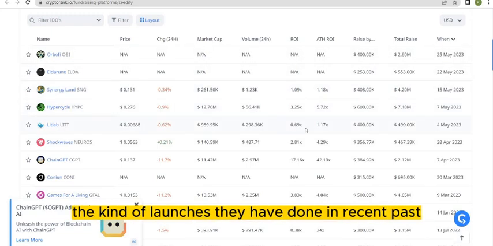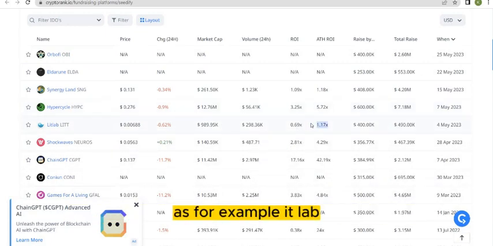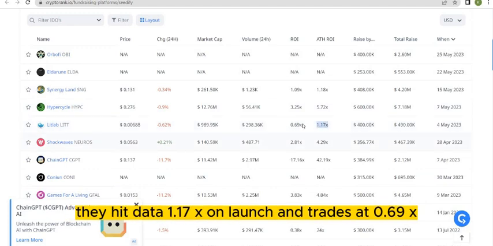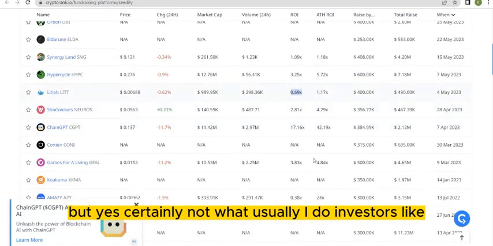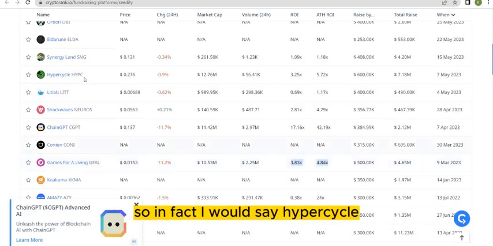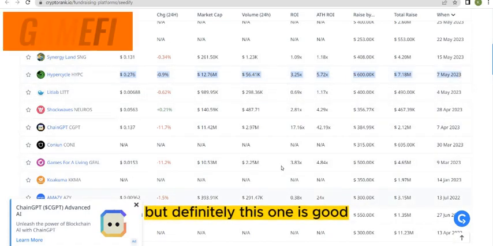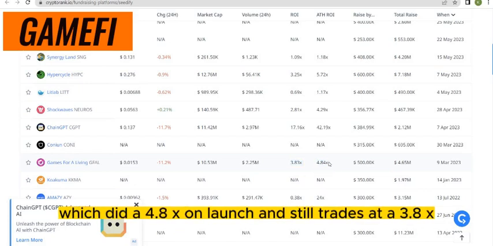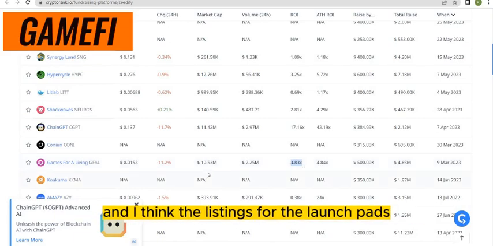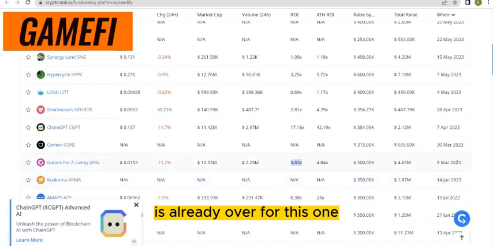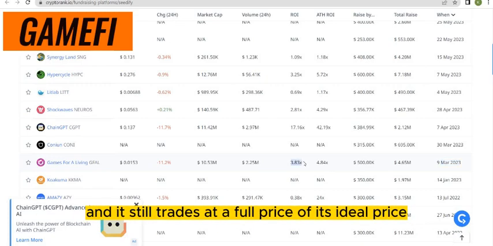Let's go through the kind of launches they have done in the recent past. There have been some hits and misses. For example, one did a 1.17x on launch and trades at 0.69x. This is not too bad, but certainly not what IDO investors usually like. Yeah, this one is good. In fact, I would say Hypercycle, since it has launched only recently, we can ignore, but definitely this one is good. This is the kind of launch which I like, which did a 4.8x on launch and still trades at 3.8x. And I think the vestings for the launchpads are already over for this one. It launched in March 2023, and we are about to enter the month of June, and it still trades at 4x of its IDO price.